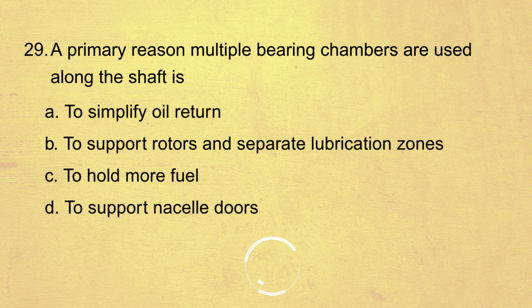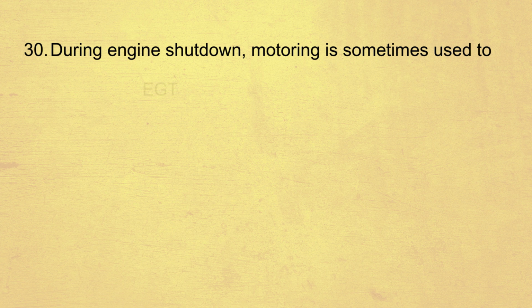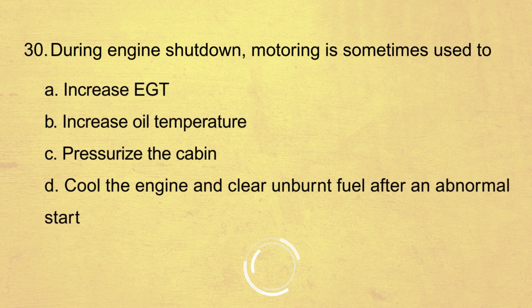A primary reason multiple bearing chambers are used along the shaft is to support rotors in separate lubrication zones. During engine shutdown, motoring is sometimes used to cool the engine and clear unburnt fuel after an abnormal start.